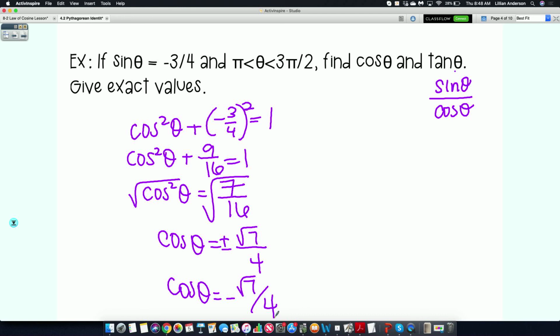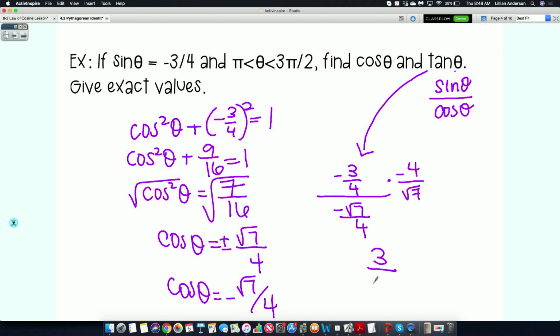So now that I know that cosine theta is equal to a negative root 7/4, I can find tangent by plugging into the formula. Negative 3/4 divided by a negative root 7/4. How do I simplify that? So I have to multiply the numerator by the reciprocal of the denominator. My 4's cancel out. My negatives become positive, so I get 3 over the square root of 7.